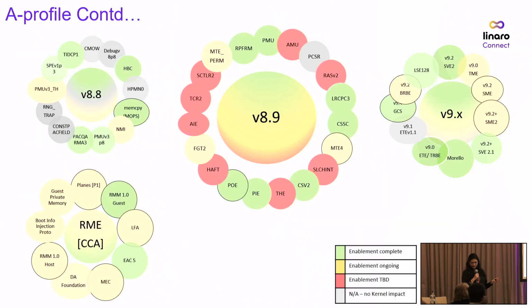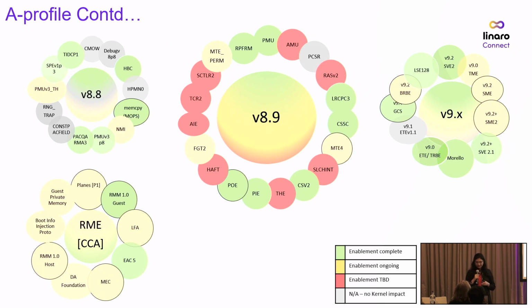So I'll move to the next one. That's 8.8, that's the 2021 architecture extension. Then you have 8.9, 2022. And then you have a little around CCA and 9.x. In terms of deltas for 8.8, FEAT_MOPS, that's memory copy. This is now feature complete. What went in what kernel, I'll cover in a bit.